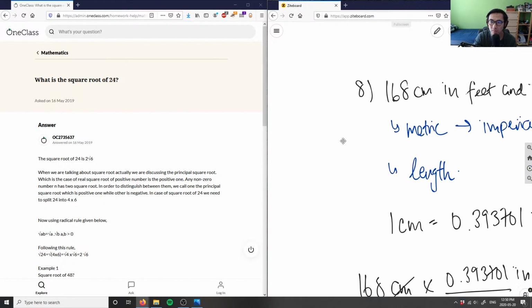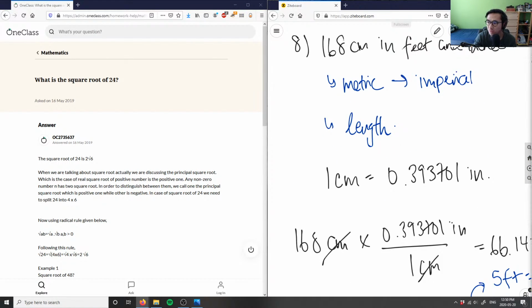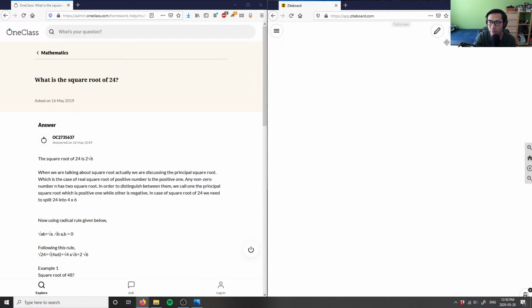And finally, or no, this is the second last question actually. I think this is question 9 now. I believe I have 10 problems, hopefully. Let's see, this is number 9 here. I want the square root of 24.